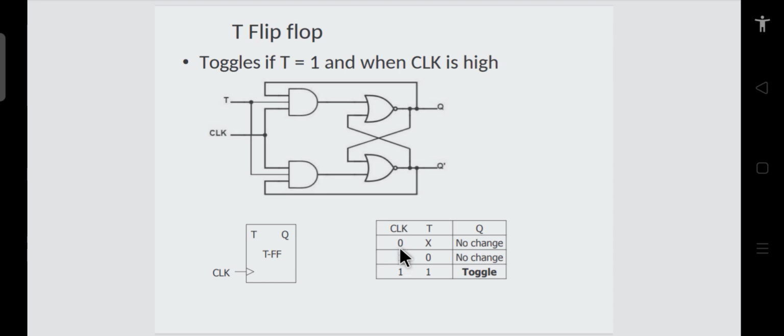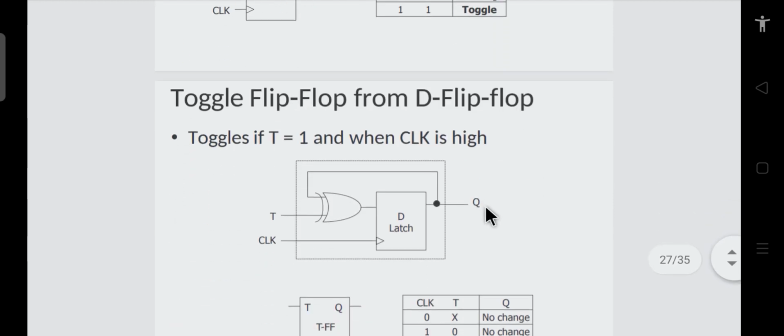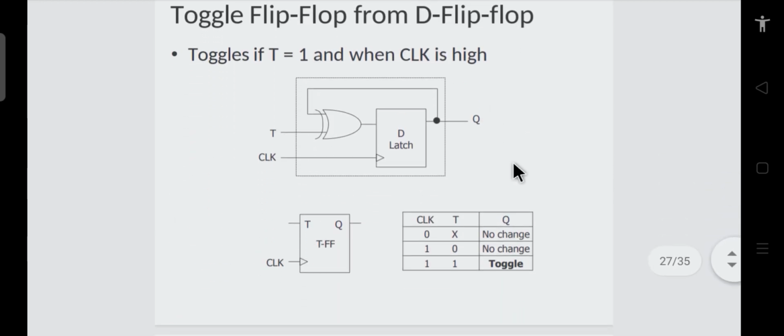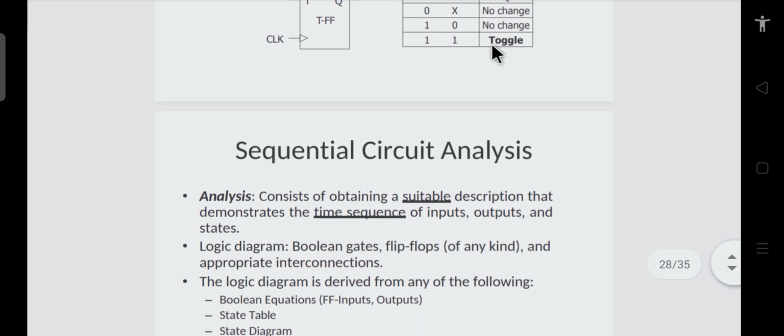So if clock is 0, then the circuit is deactivated, it won't work. If clock is 1, then only the circuit works, and if T is equal to 0, there is no change on the circuit. If T is equal to 1, the circuit toggles. If there is 1 on the input, it will become 0, and if it is 0, it will become 1. Now you can realize, as I have told you, that you can realize T flip flop with the help of D flip flop as well. So this we will see in detail in the next lecture.